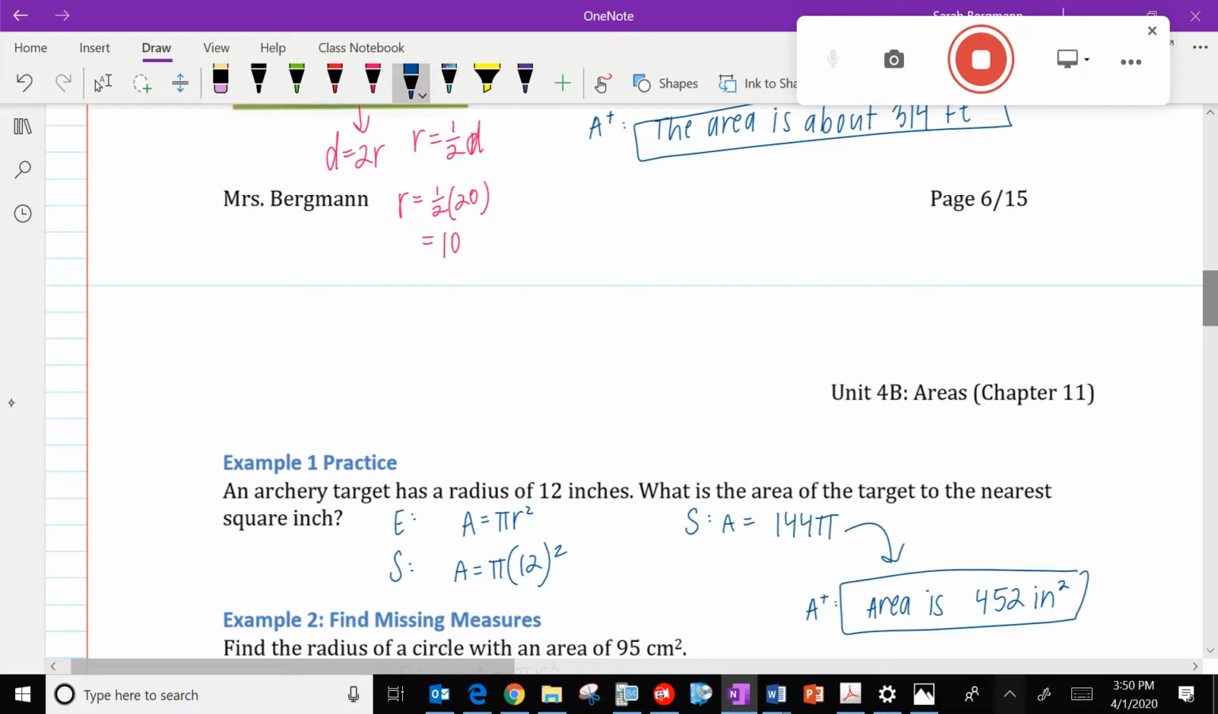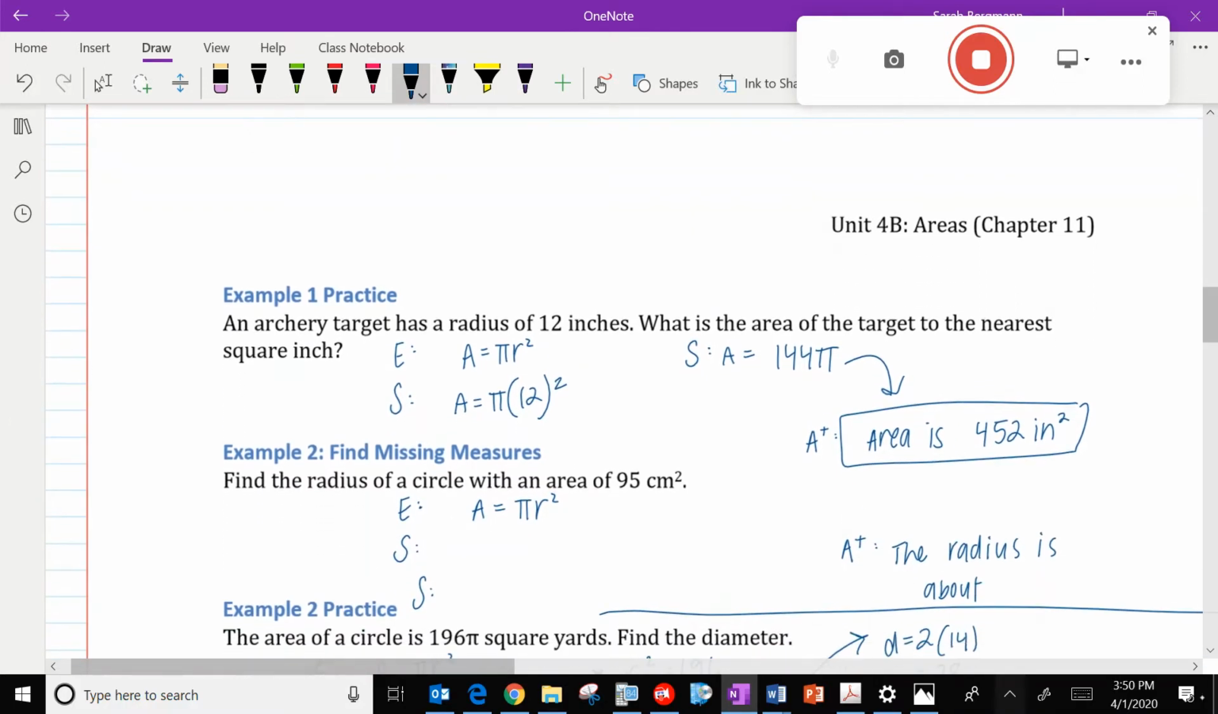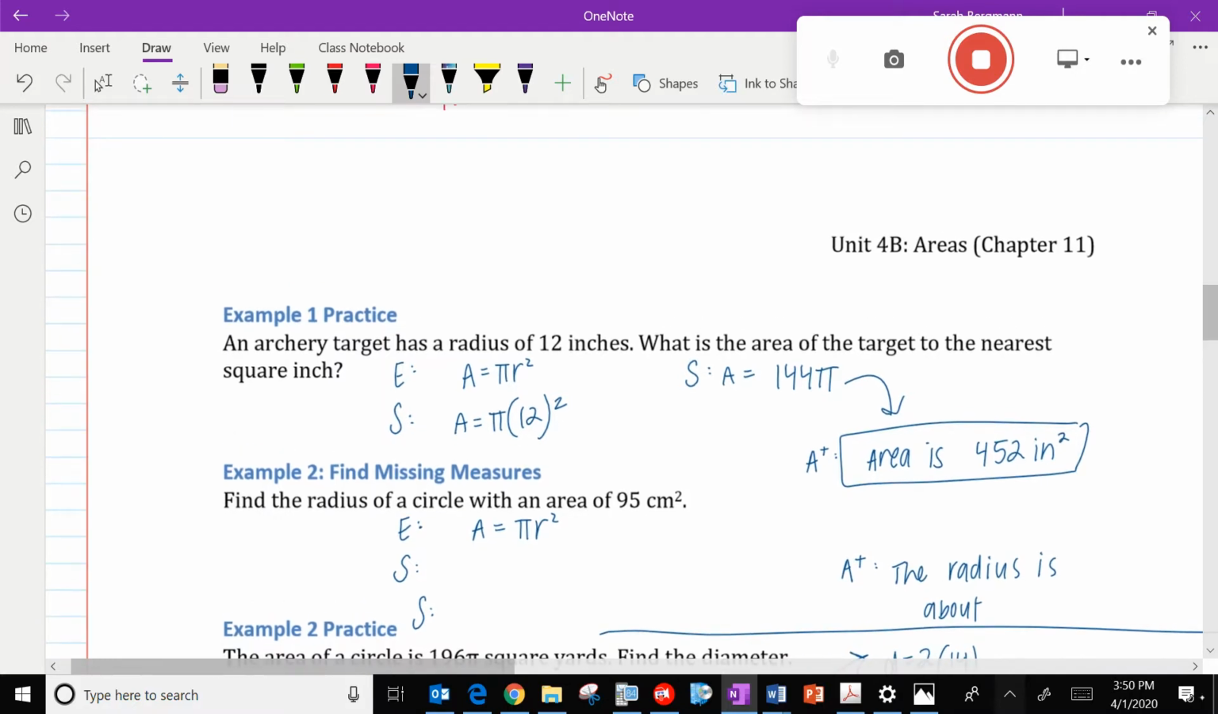They won't always ask us to find the area. Sometimes they'll give us the diameter or the radius, and sometimes they'll give us the area and ask us for the diameter or the radius. So let's do a problem like that. This one says that the area is 95 centimeters squared. So we'll substitute in 95 for A. Now we need to solve it for R. The first step is to divide both sides by pi.